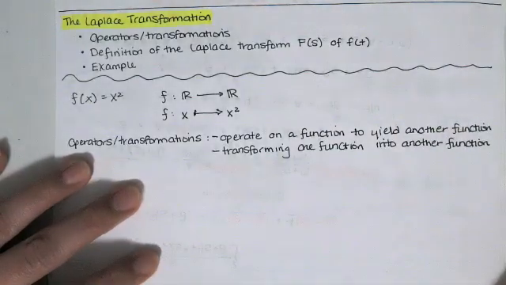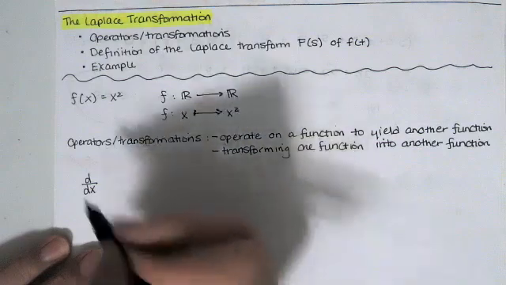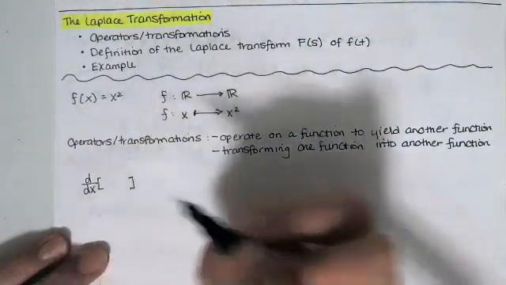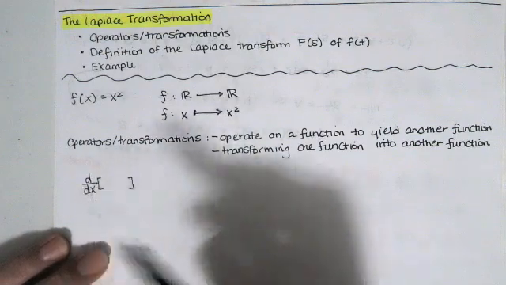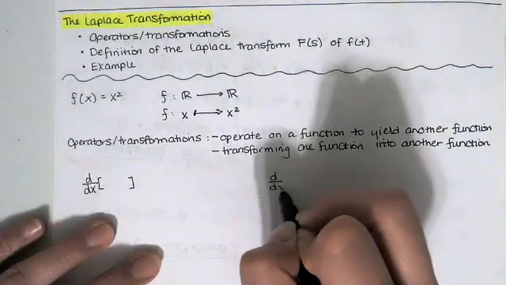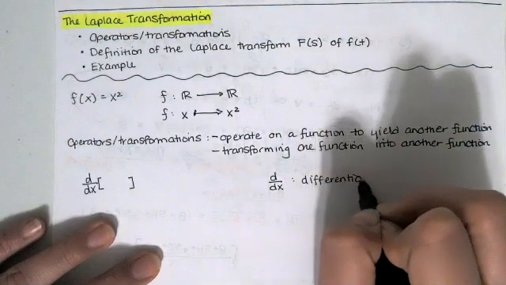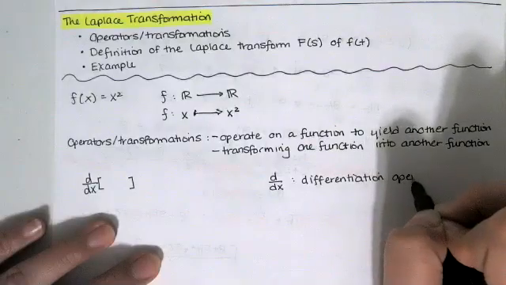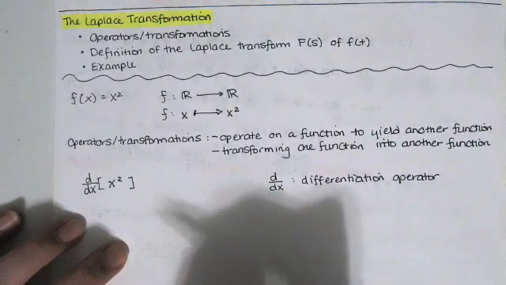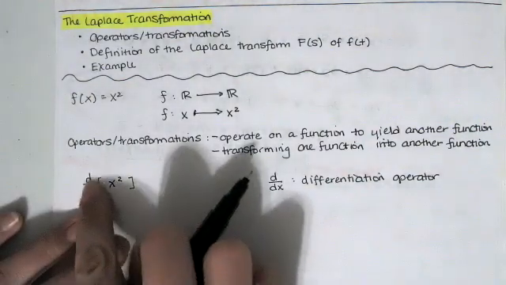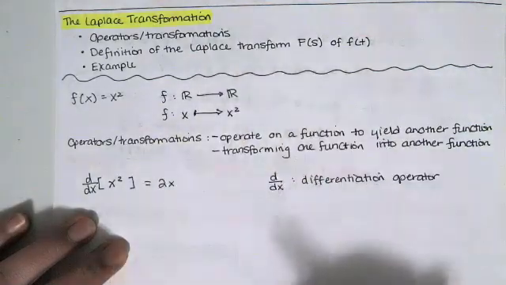Now you're already familiar with some operators. In Calculus 1, we taught you about this operator d/dx. If you have d/dx applied to some function, you are taking the derivative with respect to x of whatever that function is. So this is the differentiation operator. So let's say we put our input here as x squared. Well, this operator operates on x squared and gives us back this new function, 2x.